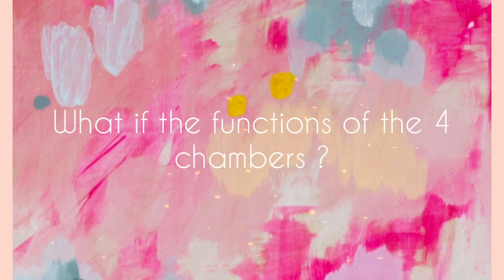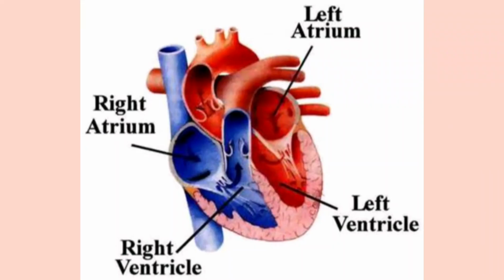What is the function of the four chambers? Right atrium. It is to prevent backflow of the blood into the atrium when the ventricles contract. Left atrium. It receives oxygenated blood from the pulmonary veins which drain from the lungs. Right ventricle. It receives blood from the right atrium. And left ventricle. It generates enough force to pump oxygenated blood throughout the body via the semilunar valve to the aorta.